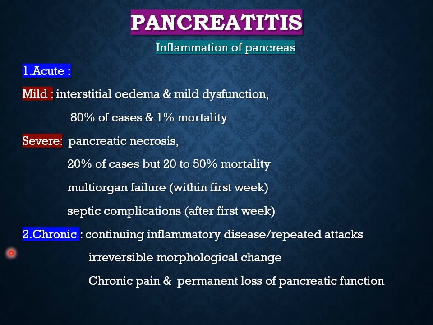The second group of inflammatory conditions is known as chronic inflammation or chronic pancreatitis. This is due to either a continuation of the acute inflammatory process or recurrent attacks of mild inflammatory processes leading to final chronic inflammatory disease. It involves very irreversible morphological changes in the pancreas, chronic inflammatory changes, calcification, fibrosis, and pain, and permanent loss of pancreatic function are the ultimate results of chronic pancreatitis, which tends to be very progressive, leading to severe chronic pain and permanent loss of pancreatic function.